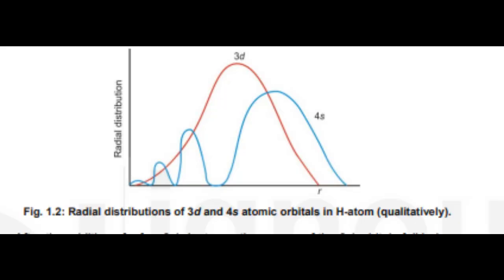But the situation changes when the 3d orbitals get filled up with some electrons. If you follow Fig 1.2, you will understand the radial distribution curves of the 3d and 4s orbitals. Thus, after argon, in potassium and calcium, the electrons enter the 4s orbital rather than 3d. The radial distribution functions for the two orbitals are shown in Fig 1.2. Look at the screen. Fig 1.2, radial distributions of 3d and 4s atomic orbitals in H atom, qualitatively.